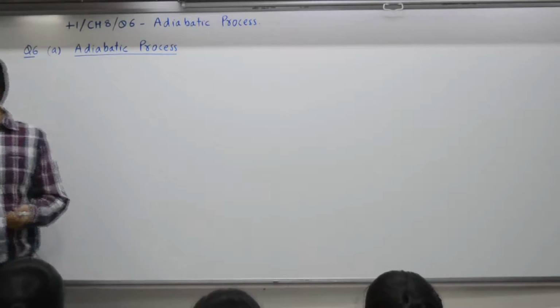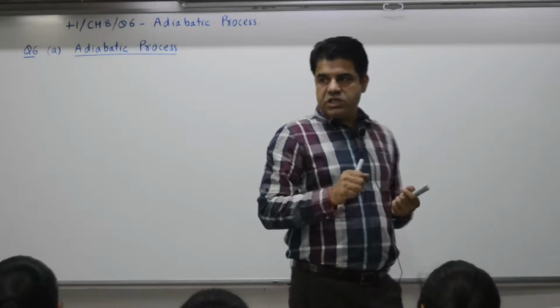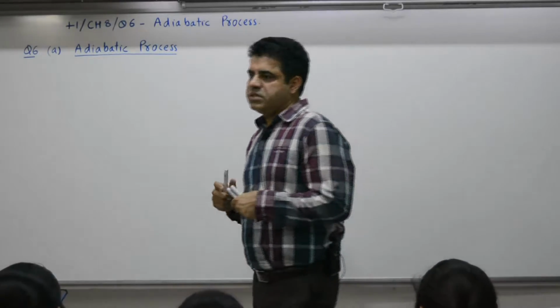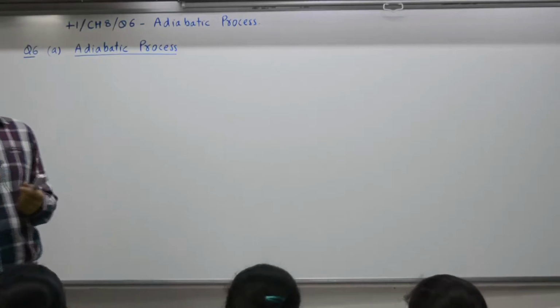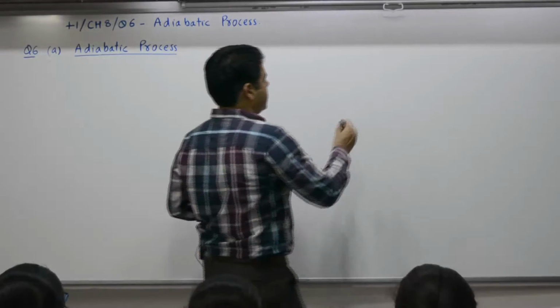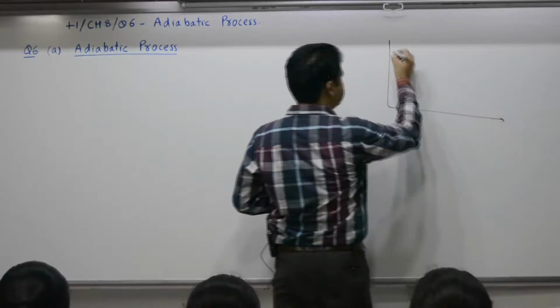What is an adiabatic process? A process in which pressure changes, the volume changes, the temperature changes, but there is no heat exchange with the surroundings. Means a process, you will draw PV diagram.